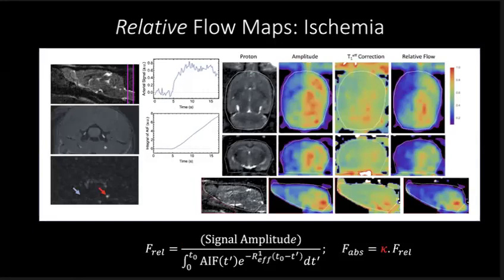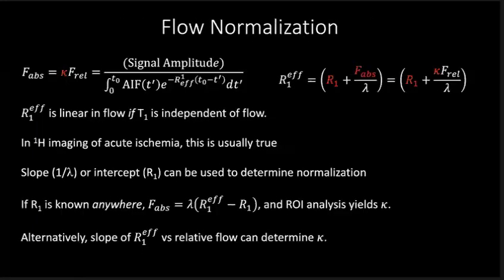So that's what it looks like in an ischemic case. Now let's put in the last ingredient here, which is the flow normalization. We have all these relationships that we can use to try to tack down the relationship between the R1 effective and the flow. And there are a couple of different approaches that you could use.